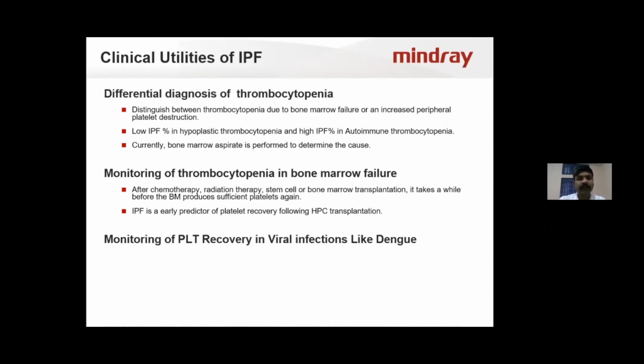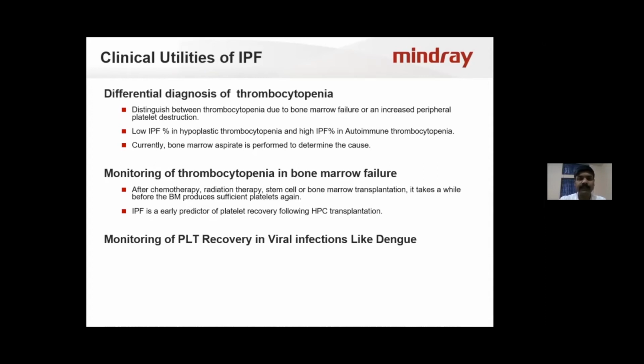By monitoring the IPF only, we can identify that. So we can distinguish between thrombocytopenia due to peripheral destruction or whether it is due to the inability of bone marrow to produce more and more platelets. So this can be classified using IPF, and IPF also can be used for monitoring the bone marrow failure or bone marrow regeneration.